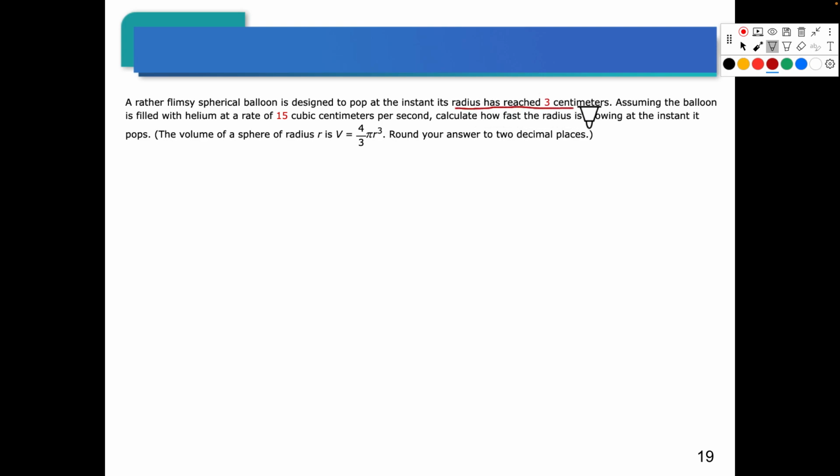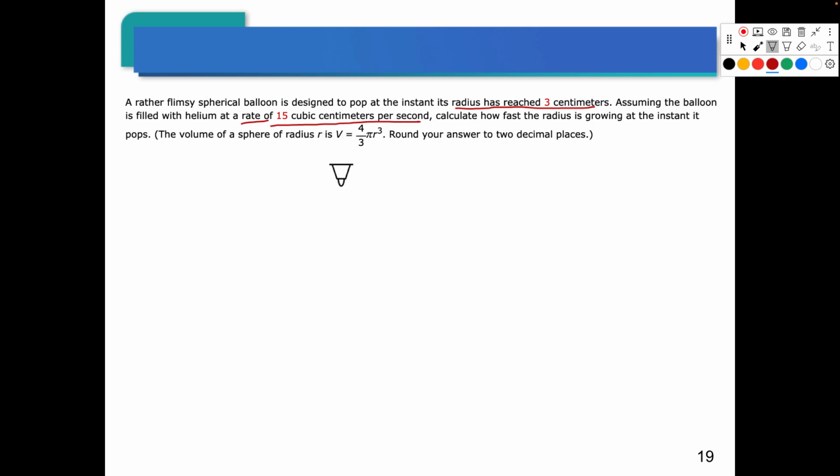So this is referring to a radius. Assuming the balloon is filled with helium at a rate of 15 cubic centimeters per second. So that's a rate. We've got that rate. Calculate how fast the radius is growing at the instant it pops.